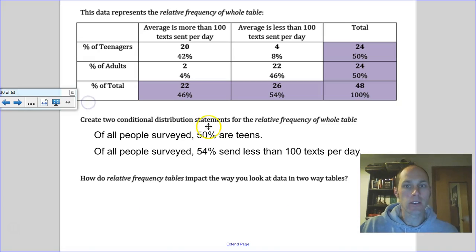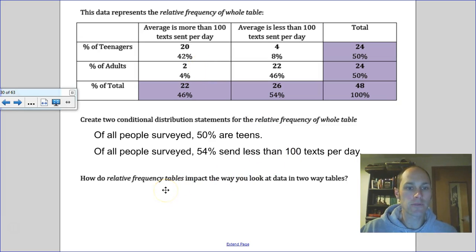All right, so as we take a look at the relative frequency of the whole table, we notice that 50% of teens and 50% of adults were in the survey. And another thing that I noticed was 54% of the people send less than 100 texts per day. So those are just different things that I noticed. Maybe you noticed some other things as well.